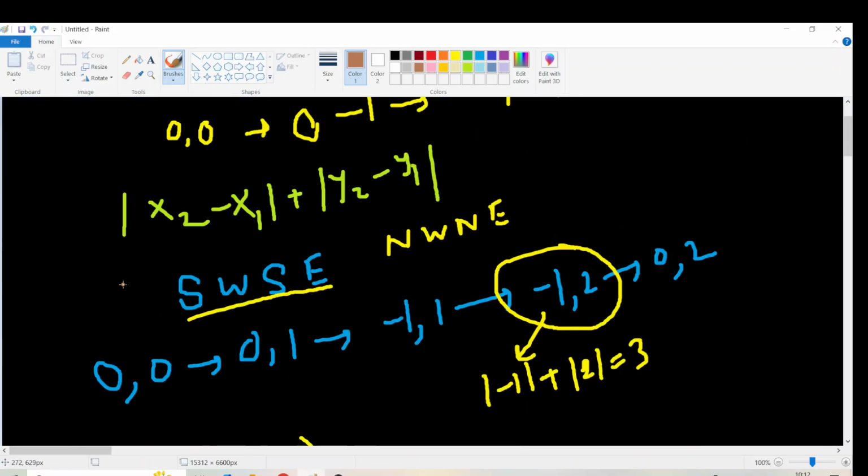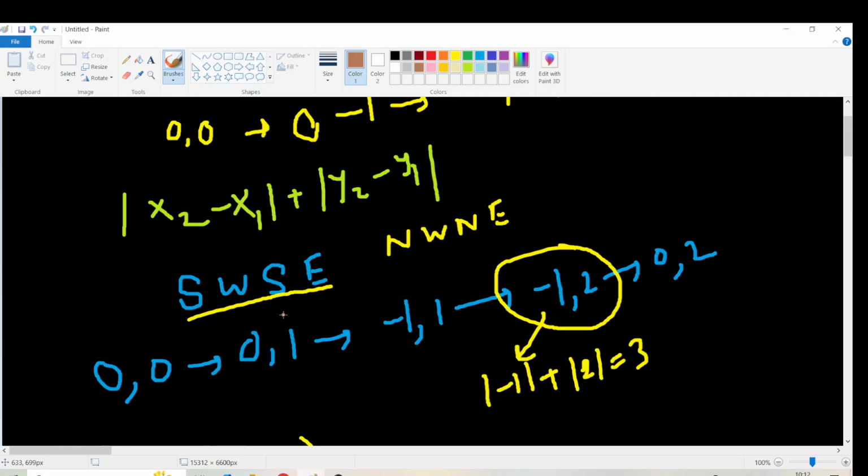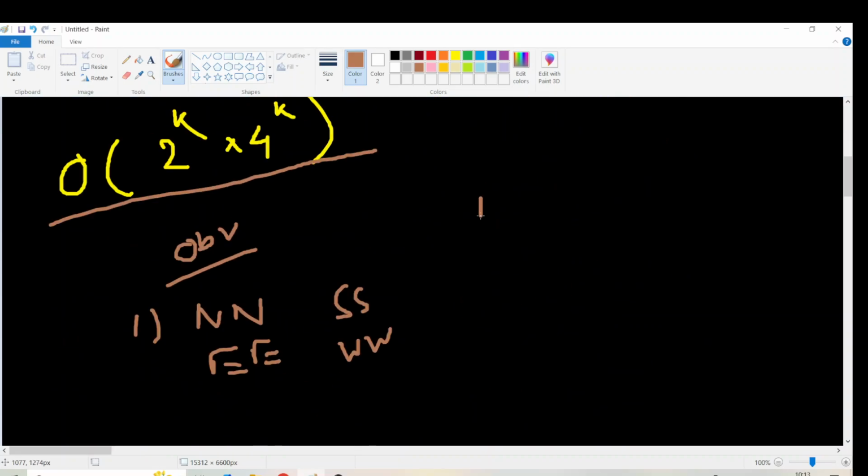Okay, this is the first observation, that we'll try to have the same type of characters. We can have NN, we can have SS, or similarly we can have east east, and we can have west west. Now here you can check that we are just changing the value from the prefix. That means let's say we have some string like N S N N N, and we can change any two characters.